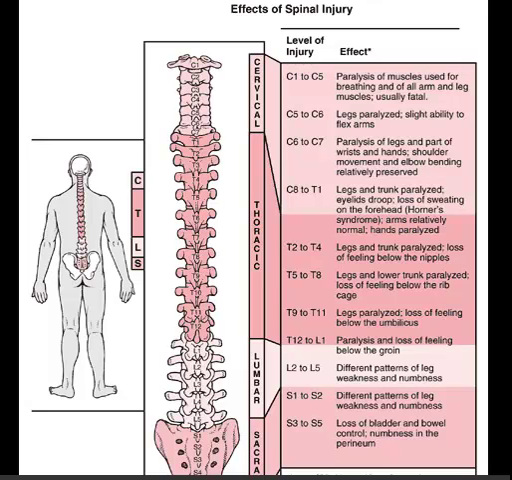concept of the effects of the different areas, knowing that the new term for an injury that's high, C1 to C5, that used to be called quadriplegia, is now called tetraplegia. If it's lower and it causes paraplegia, which would be half the body, that's paralysis that's usually from the middle of the trunk down.